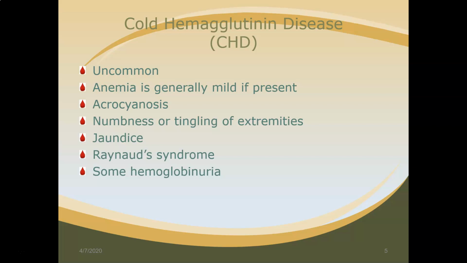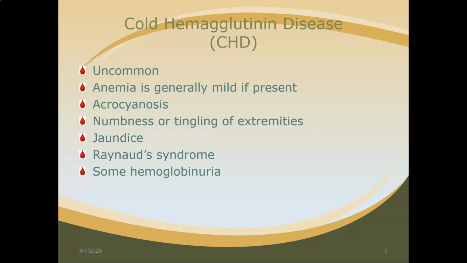For the same reason, that lack of perfusion in the extremities, you're going to also experience some numbness or some tingling. As with any hemolytic condition, you could see some jaundice if your hemolysis exceeds the rate at which you can metabolize the byproduct of bilirubin. You're going to see the skin turn a little bit yellow.